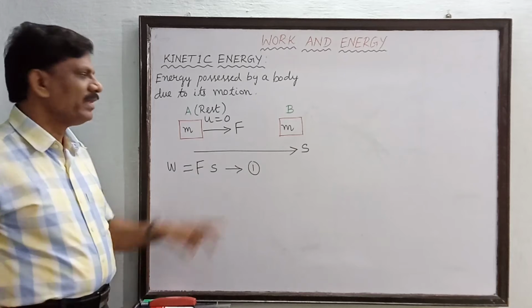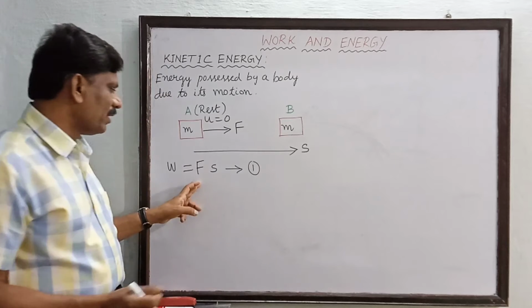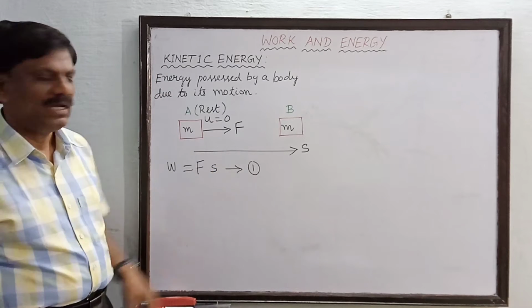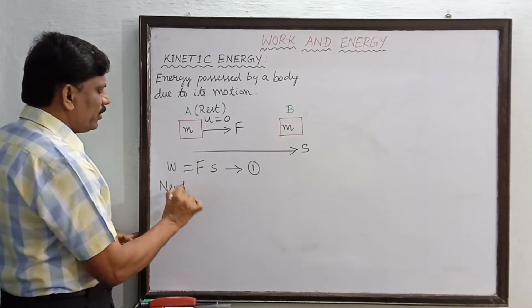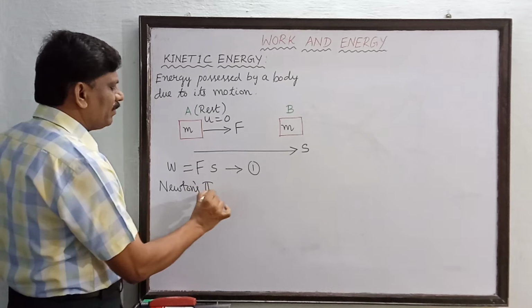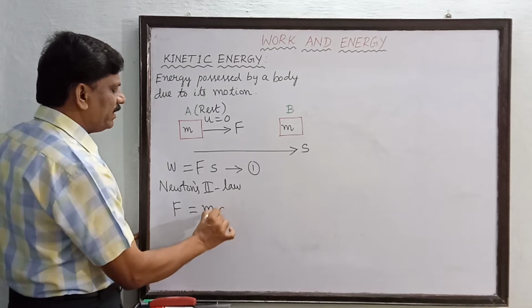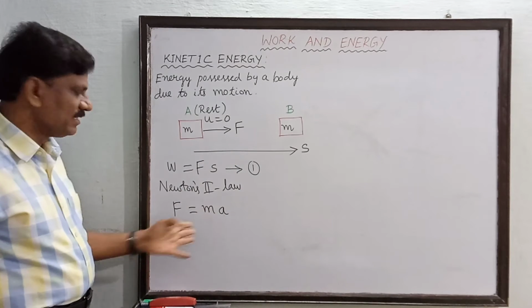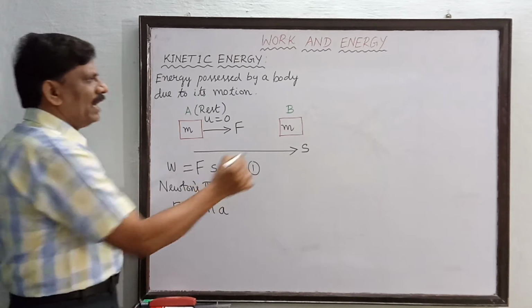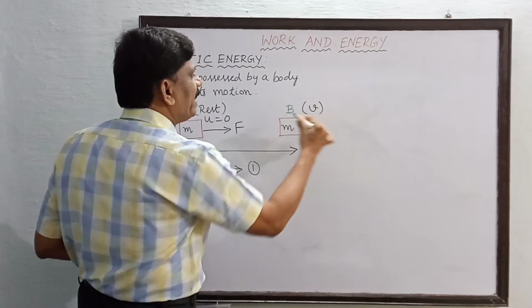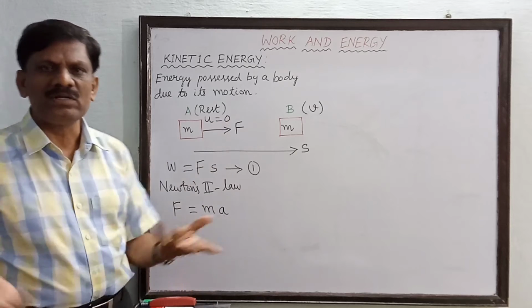So the work done by the force on the body in producing a displacement S is equal to the product of the force and the displacement. Now, applying Newton's second law, mathematically it can be written as force is equal to mass into acceleration. This is the mathematical form of Newton's second law. And here at this point B, the final velocity attained by the body is taken to be V, while the initial velocity at A is equal to 0.